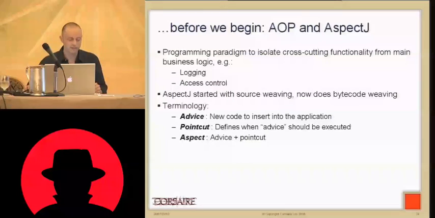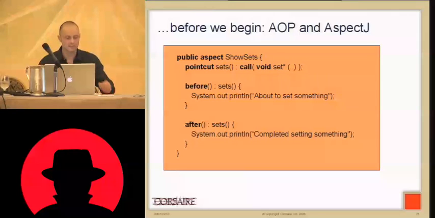Some terminology here, AspectJ calls advice the new code that you're going to insert. A pointcut defines where you want to insert this new code in your application, and you can use, well, it's almost like a regular expression. Then the aspect refers to the advice and the pointcut. That gives you the aspect. Here's a simple example of what an aspect looks like.